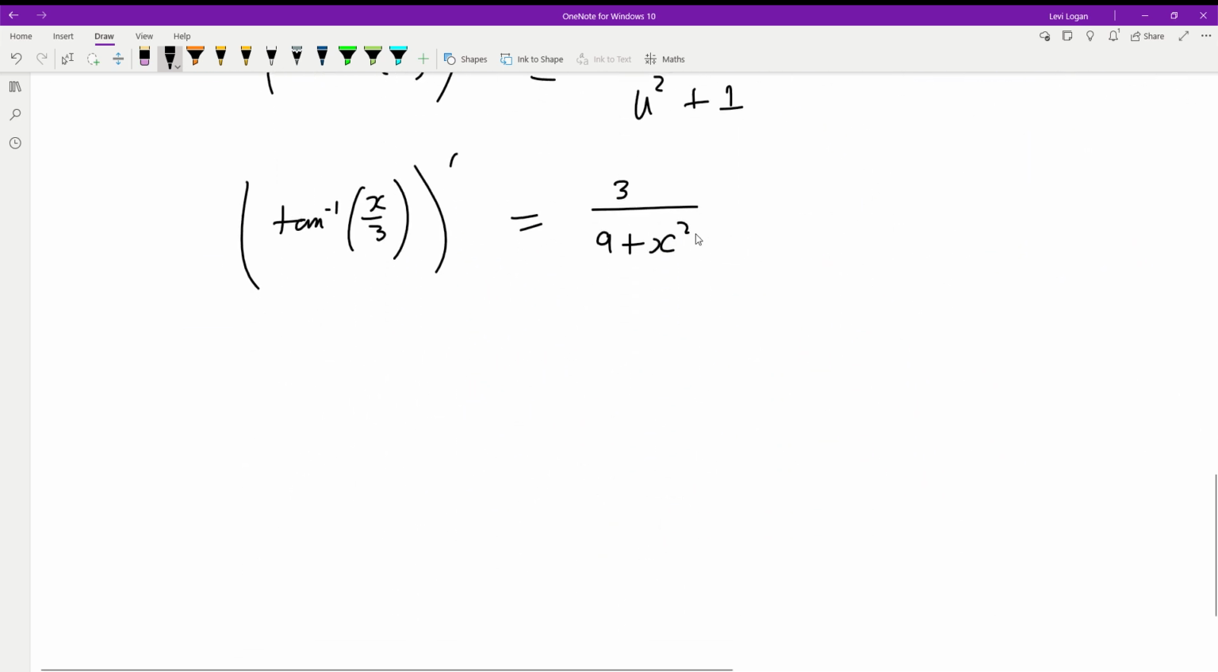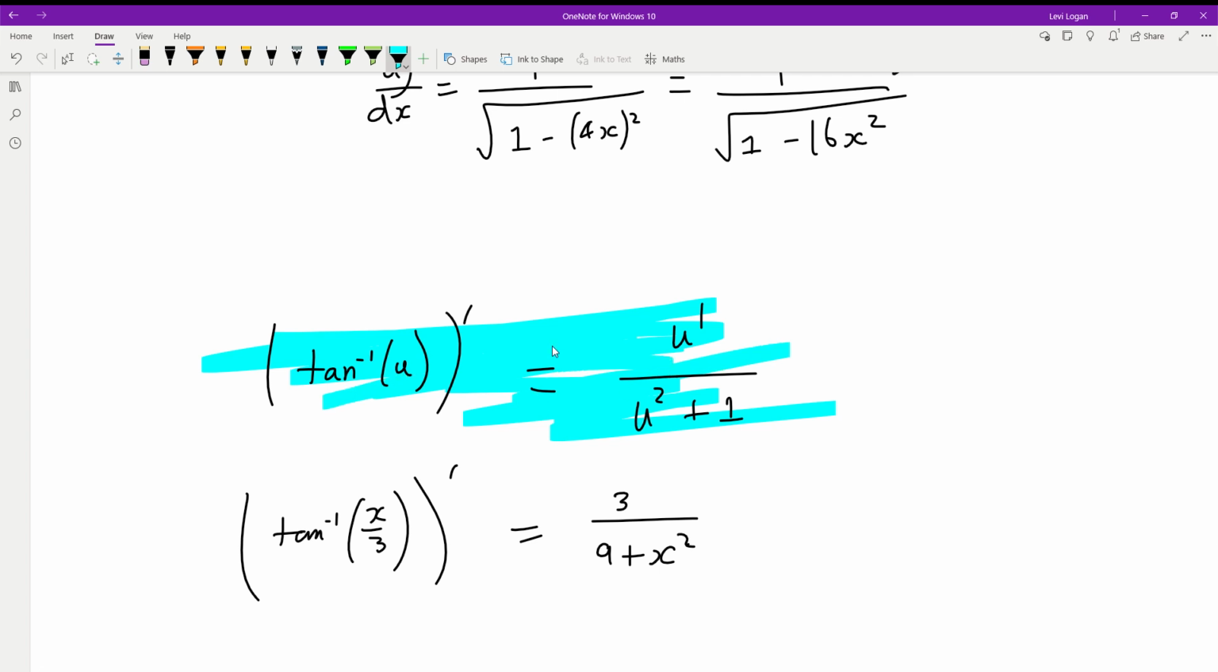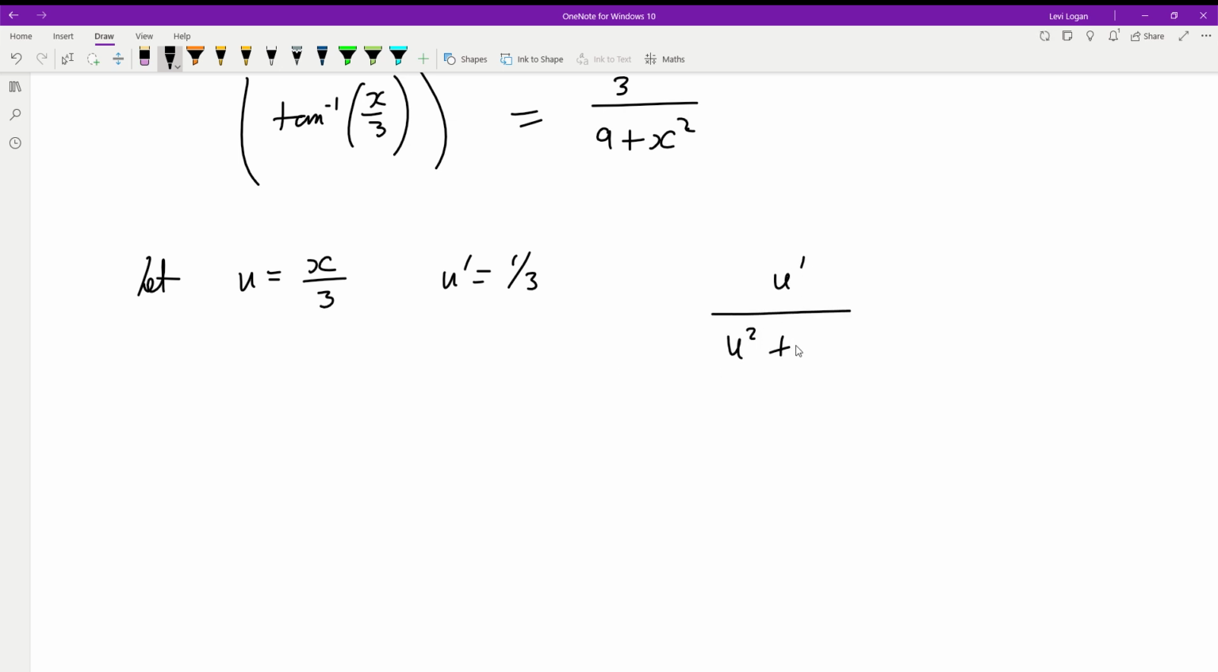Right, but you can get the same result using our little chain rule that we have here, okay? So what we can do is say x on 3 is u. So let u equal x on 3. U dash is a third. So now we can substitute it into our formula. So our formula currently is this. So this piece can go there, and then this piece can go there.